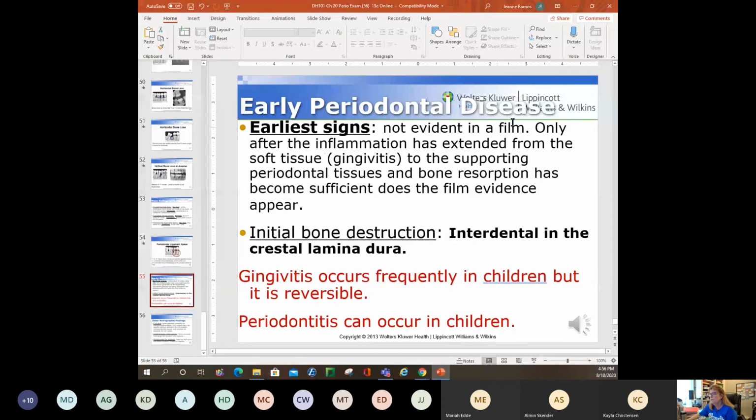So the earliest signs of disease are really not evident on film. It's when it gets a little worse that it's evident on film. Only after the inflammation has extended from the gingivitis to the periodontitis. It's from above the tooth, supra, to below the tooth, sub, and hurt all those supporting bone levels. So the initial bone destruction is in interproximal, interdental, same thing, in the crestal lamina dura. So this you need to know.